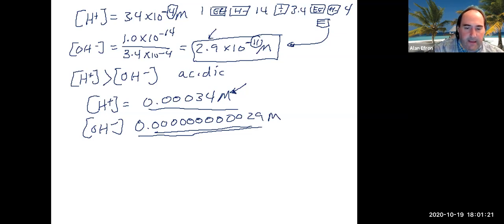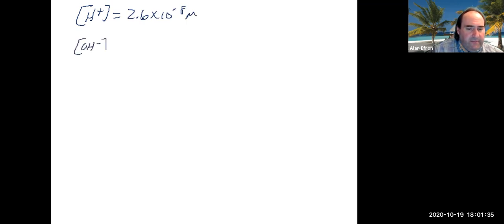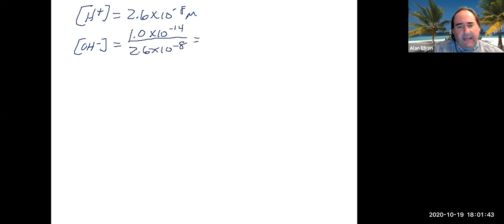Okay. The next one that we have is they also gave us the H+ concentration is 2.6 times 10 to the minus 8 molar. Again, pretty much same calculation. We're going to do our OH- equals our 1 times 10 to the minus 14, which is a constant, divided by 2.6 times 10 to the minus 8.